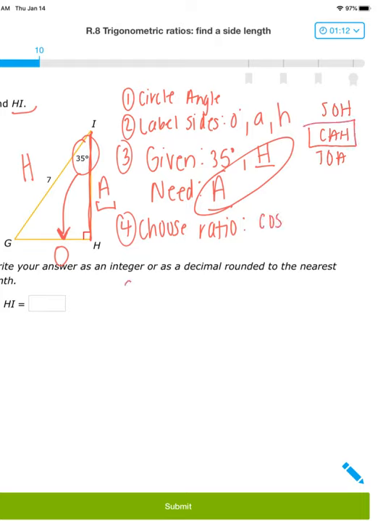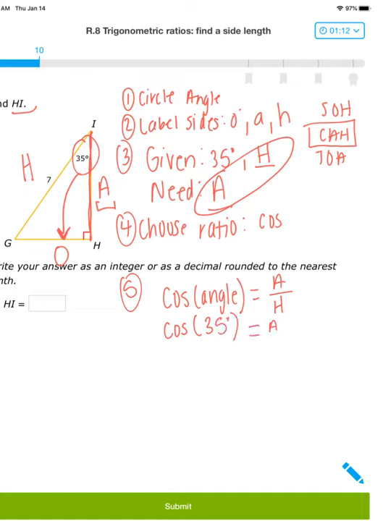And then I'm going to write out my equation. So you guys, the blueprint is cosine of your angle is equal to adjacent over hypotenuse. That's just like the blueprint that we plug things into. So my angle is 35 degrees. And then I'm plugging in A because I don't know the adjacent. That's what I'm looking for. And I'm plugging in 7 for H.